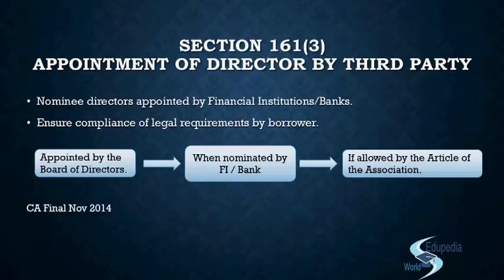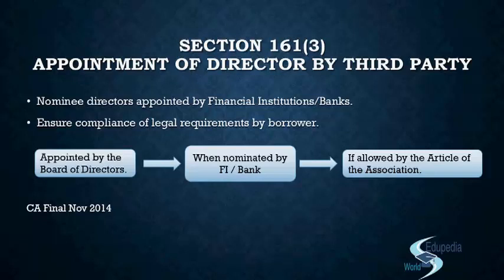Then we also have a question that appeared very recently in your CA final November 2014 attempt. We would discuss that and close the topic over here today. So as per the question brought forward by the CA Institute in the CA final November 2014 examination, right? The issue was that the nominee director was appointed by the board of directors, but nothing of that sort was provided in the article of association. Neither did they have any agreement between themselves.